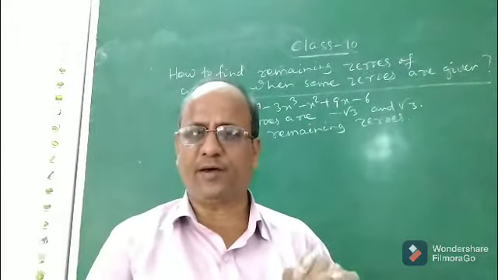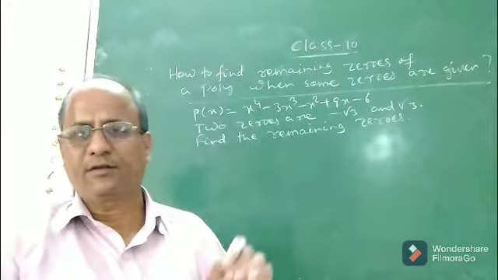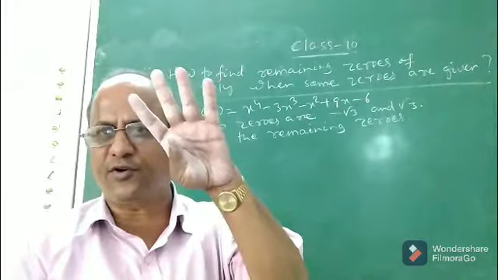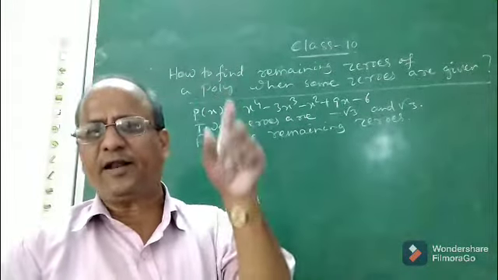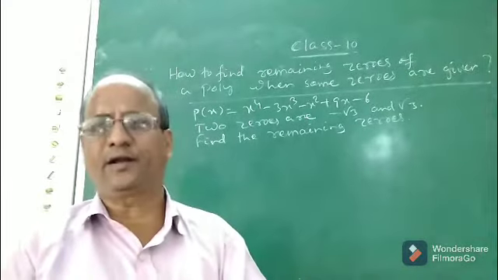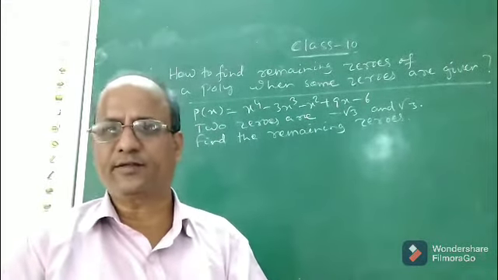any degree polynomial. Suppose you are given a 4th degree polynomial. As you know, a 4th degree polynomial has how many zeros? 4 zeros maximum. If it has 4 zeros and you are given, suppose, 2 zeros, how will you find the remaining 2 zeros? Okay, so that we will discuss today.